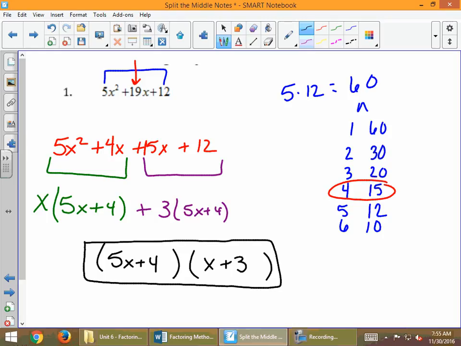It's the same process every single time. You're just dealing with different numbers every time. Same exact steps.